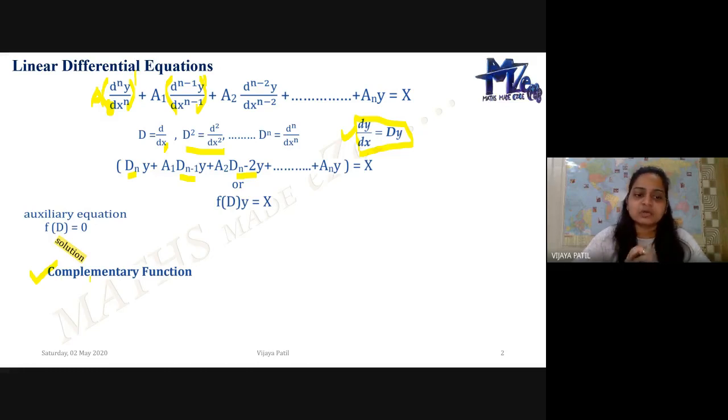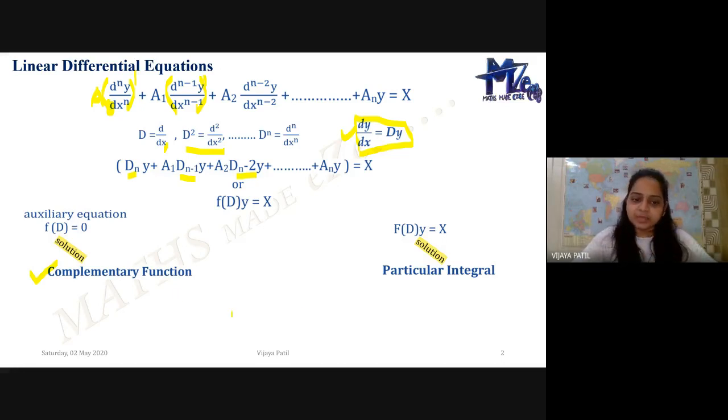That is, we are talking about the complementary function. So we have the differential equation, and we have formed f of D into y equals X. Then out of that, we consider f of D equals 0, and the solution of this will give me the complementary function. Now if I go with f of D into y equals X, then the solution of this will give me the particular integral.